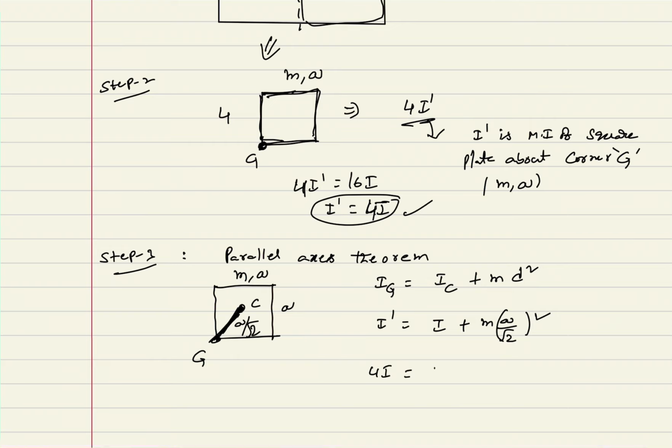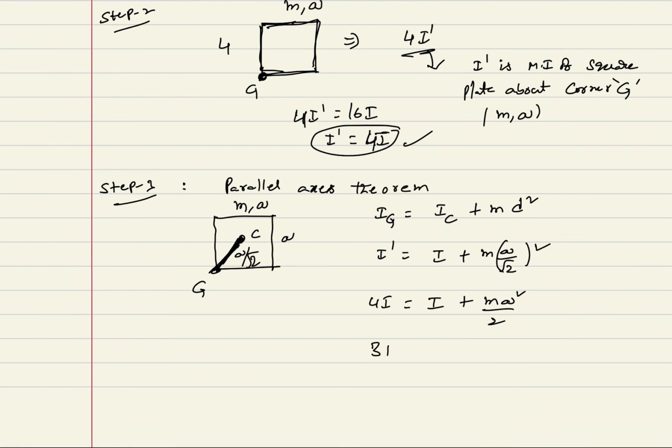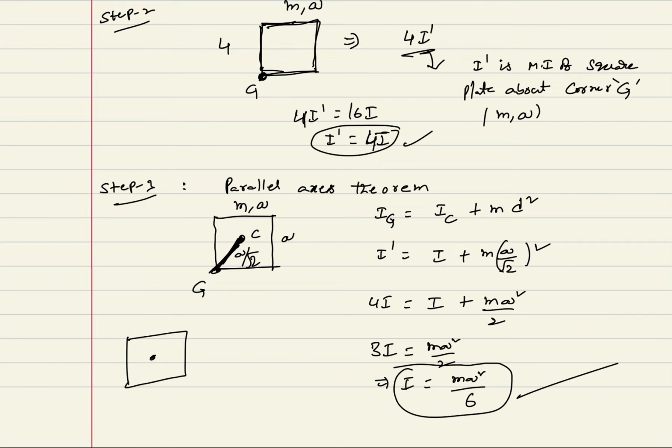I dash value is 4I. I value is I only, plus M a square divided by 2. 4I minus I, that is 3I, is equal to M a square divided by 2. Finally, we will get I is equal to M a square divided by 6. We can see our moment of inertia about the center of any square having mass M and side a is I equals M a square divided by 6.